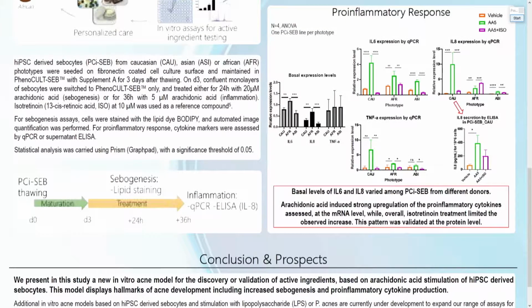The in vitro model was based on sebocytes obtained from iPS. The sebocytes were matured for 3 days in a culture medium. Then they were treated with arachidonic acid for 24 hours for the sebogenesis assay. And for the inflammation assay, we use a treatment of 36 hours of arachidonic acid.